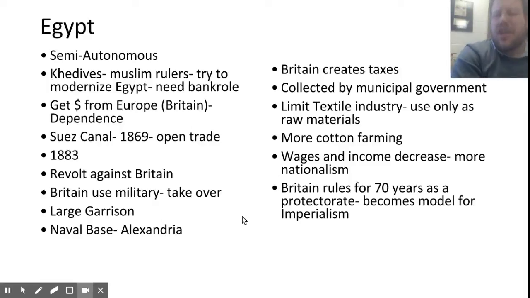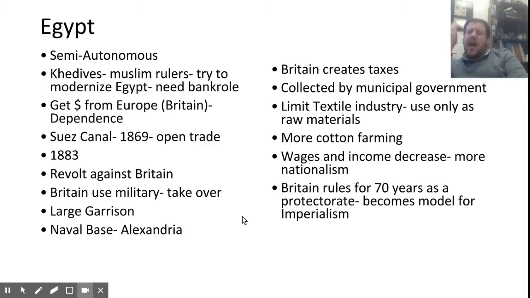And they say, okay, listen, you're still Egypt, right? We're going to create taxes for the local population. And so then they start pouring tax on people, which are all collected by the locals and sent up to the British. They put a law of what you can do.